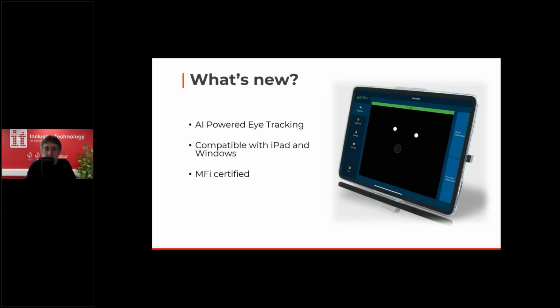In terms of Eyetuitive, there are three main points that really separate it from a lot of different eye trackers that are already on the market. First of all, it's AI-powered eye tracking. Just a bit more detail on that. It uses neural networks to detect the face and eyes of a user, which is a method of AI, artificial intelligence. It teaches the computer to process data in a way that is inspired by the human brain.